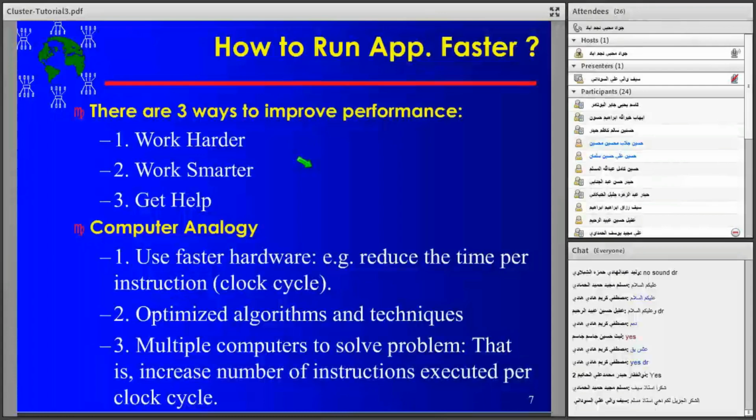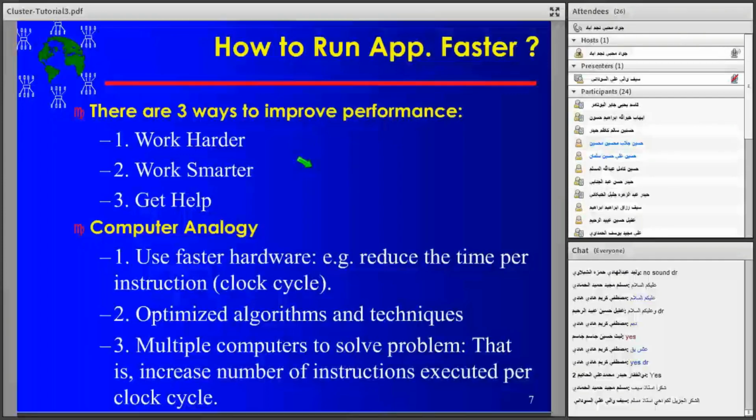There are some algorithms to sort an array. One algorithm is bubble sort. Another algorithm is selection sort, quick sort, merge sort, and other techniques are introduced for sorting.